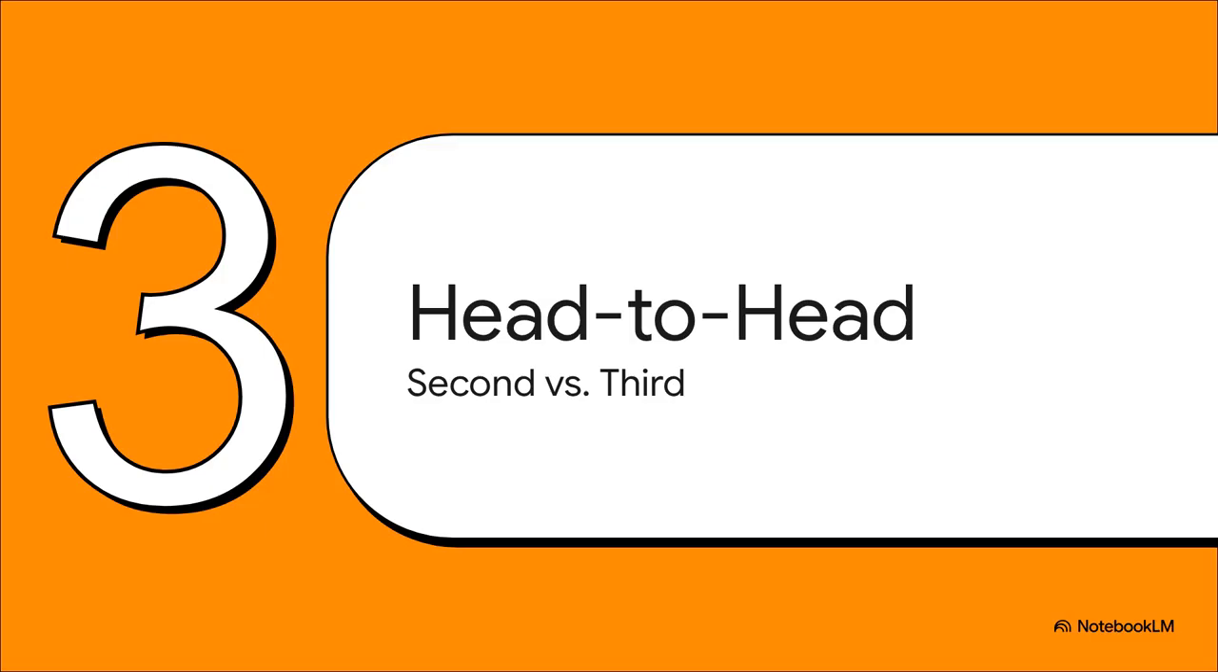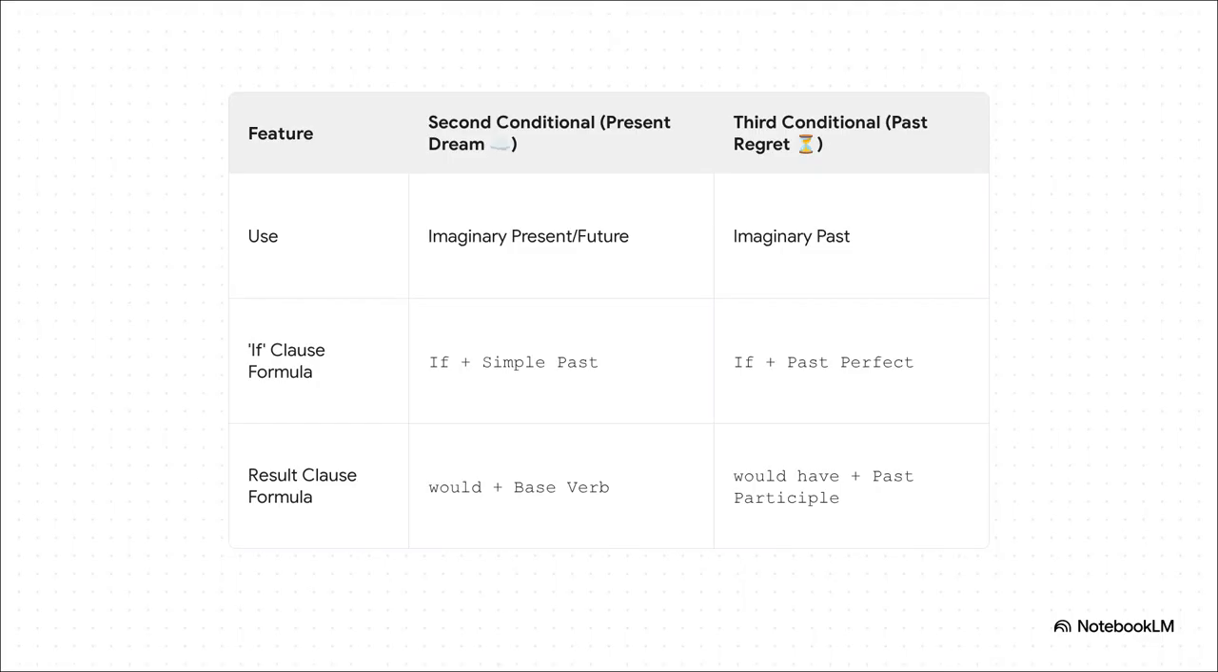All right, so we've got these two awesome tools for exploring what-ifs. Let's put them head-to-head to make the differences totally crystal clear. Okay, this chart really breaks it all down for us. First, just look at that use row. Simple, right? The second conditional is for the present or the future, our dreams. The third conditional, that's for the past, our regrets. And then look at the formulas. The second uses the simple past and would. The third just shifts everything one step further back into the past, using the past perfect and would have. It's actually a really neat and logical system.